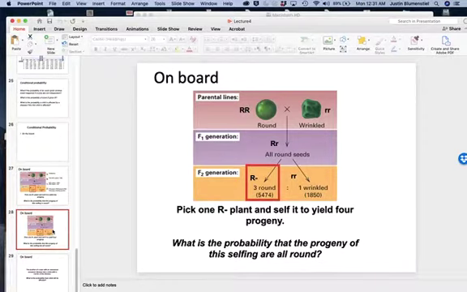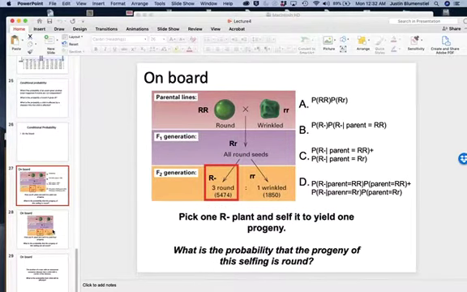Let me make sure I did that right. 6/12 is a half and a third, and then this becomes 2/6 and 3/6. Yeah, 5/6. That's the probability that I would obtain a round pea plant for any one of them. But I'm asking about if you self it and yield 4 progeny, what is the probability that all the progeny are round? Well, then it would be 5/6 to the 4th. All right, so that would be that for that one.